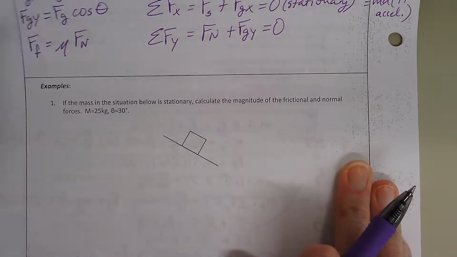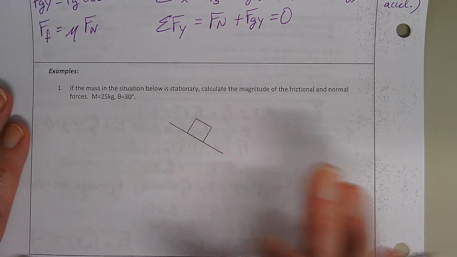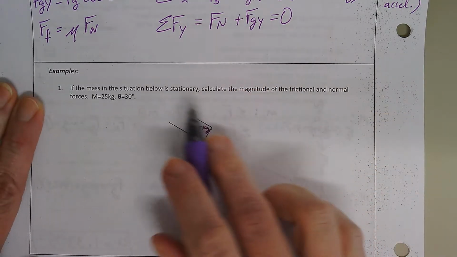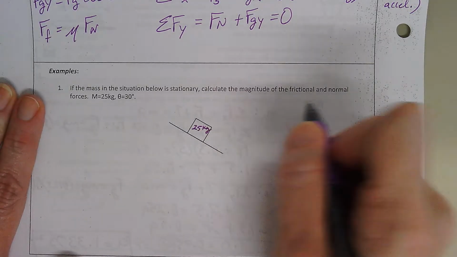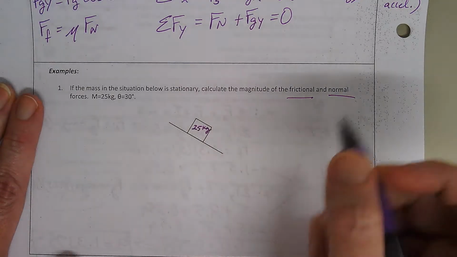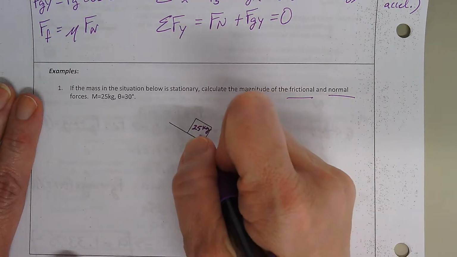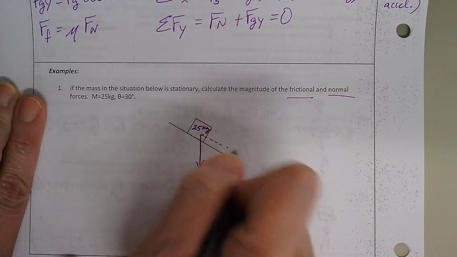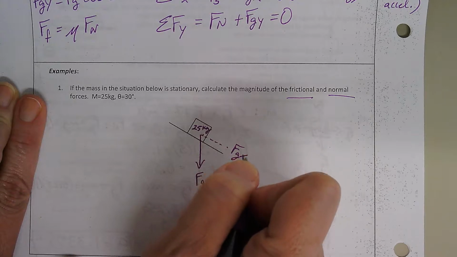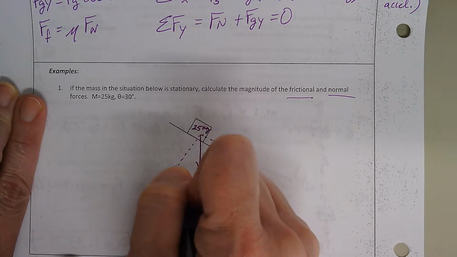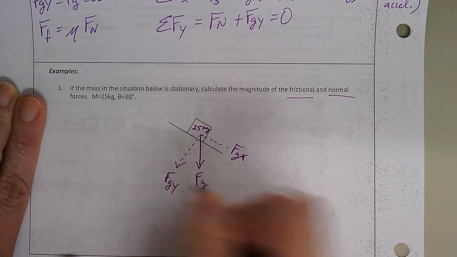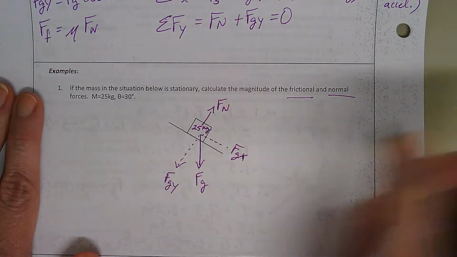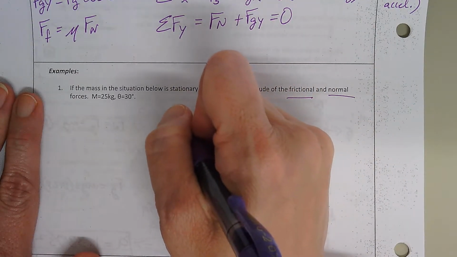So here's a situation. I've got a mass of 25 kilograms, and it's stationary. I want to know the magnitude of the frictional force and normal forces. So I know that gravity is going to go straight down. I know I will have components of gravity. I'll have one going to the side. That'll be my Fgx, and I'll have one going down into the surface, and that would be my Fgy. I have a surface, so therefore I have a normal, and if it's stationary, then I have some friction out the back.